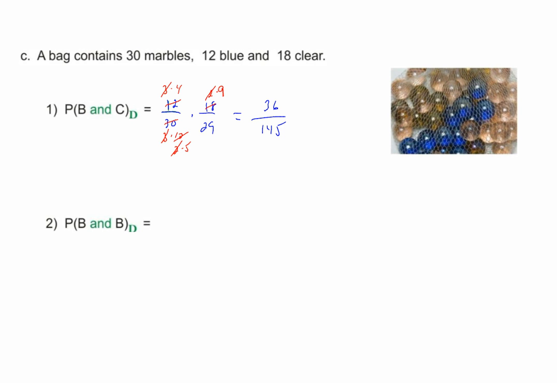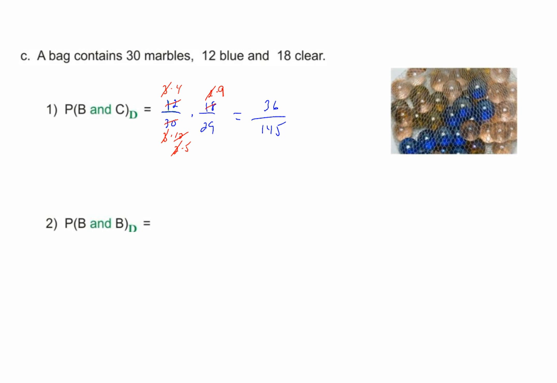So it should be 36 over 145, just reducing. Right, it should be 12 over 30 times 18 over 29. There are 12 blue out of 30 possible marbles in the hat, and then 18 clear out of 29 now marbles in the hat.